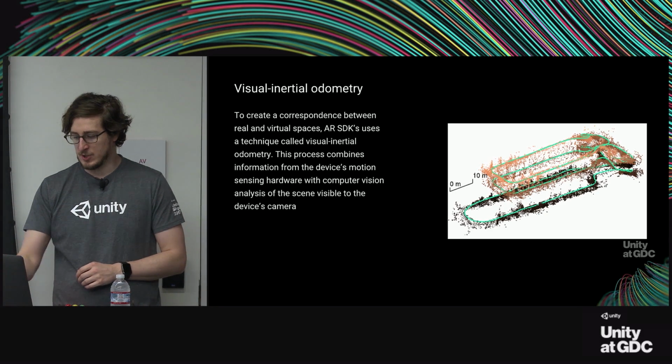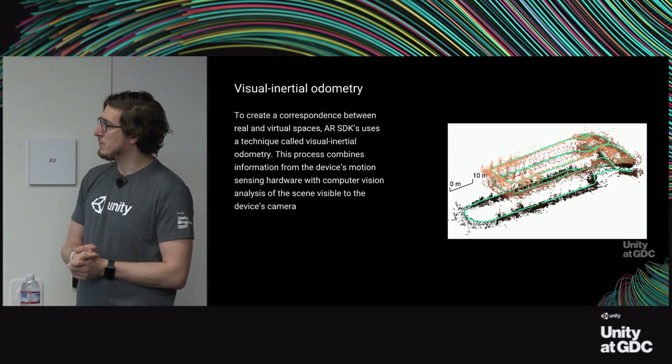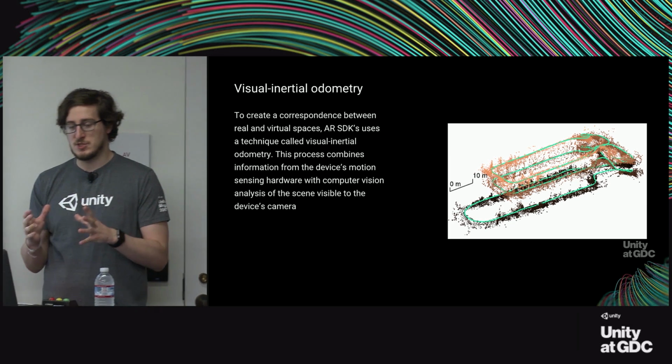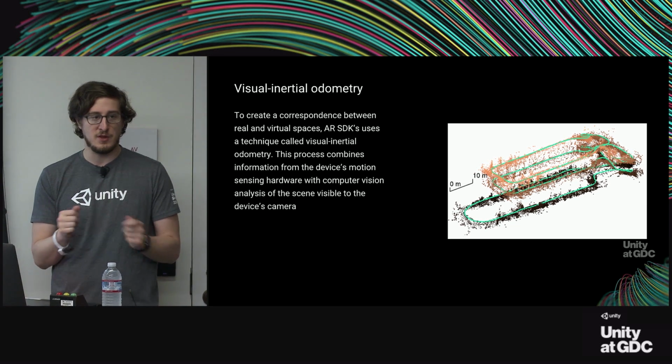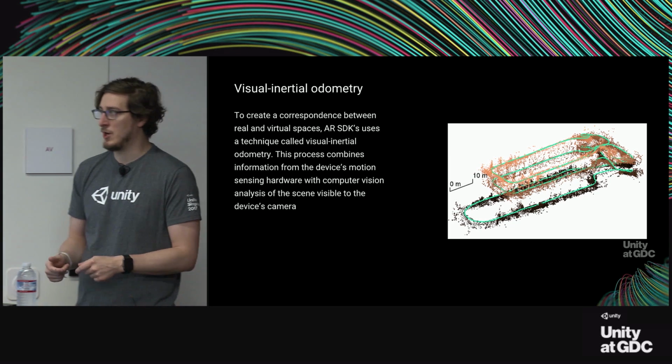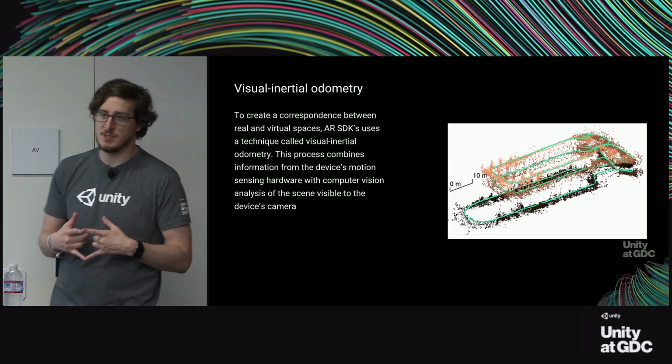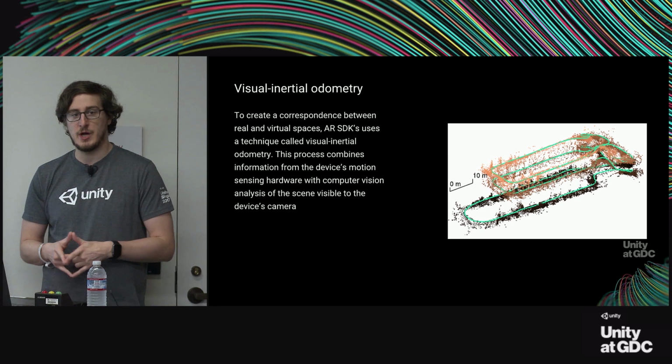All right, how does it work? So ARKit is using something called visual inertial odometry. And at a high level, what it's doing is it's using computer vision on the device, so the device's camera, and it's using IMU data from the device. So these are things like the accelerometer and the gyroscope.